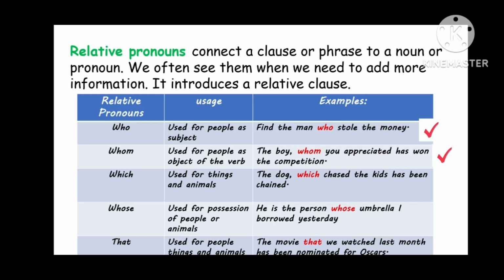Which is used for things and animals. The dog which chased the kids has been chained. Whose is used for possession of people or animals. He is the person whose umbrella I borrowed yesterday. So whose shows the person who has possession of the umbrella. That is used for people, things and animals. The movie that we watched last month has been nominated for Oscars.